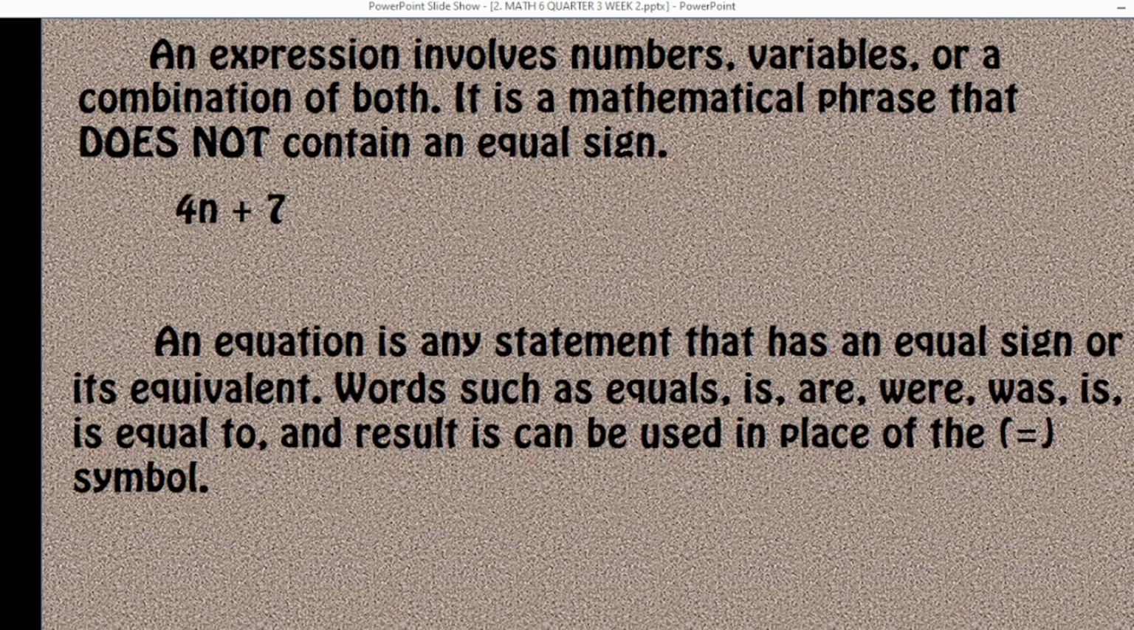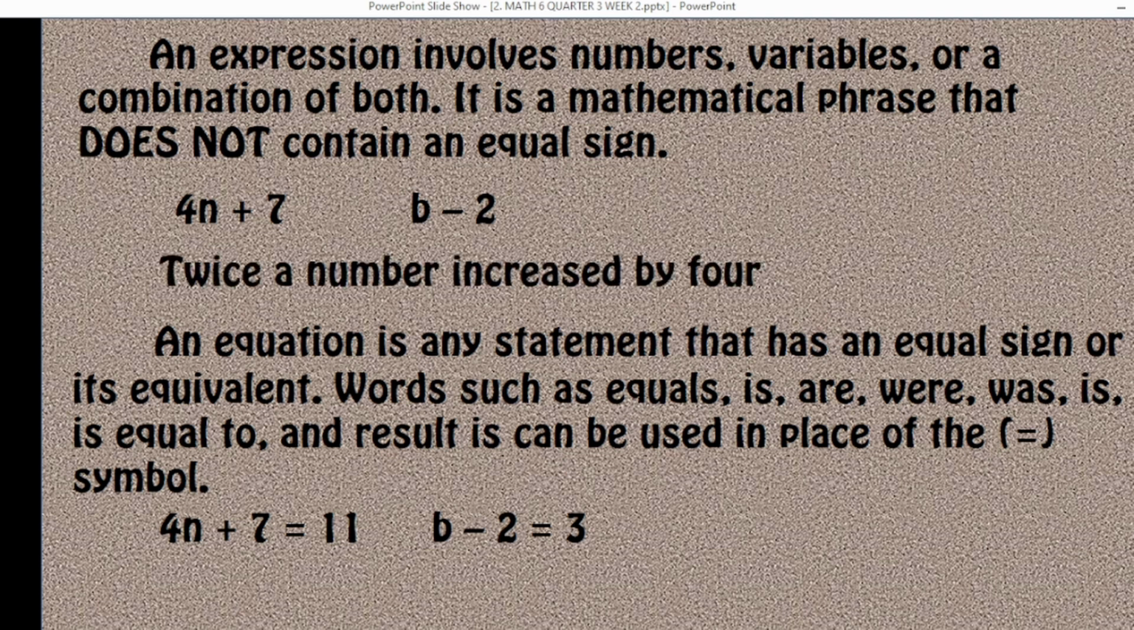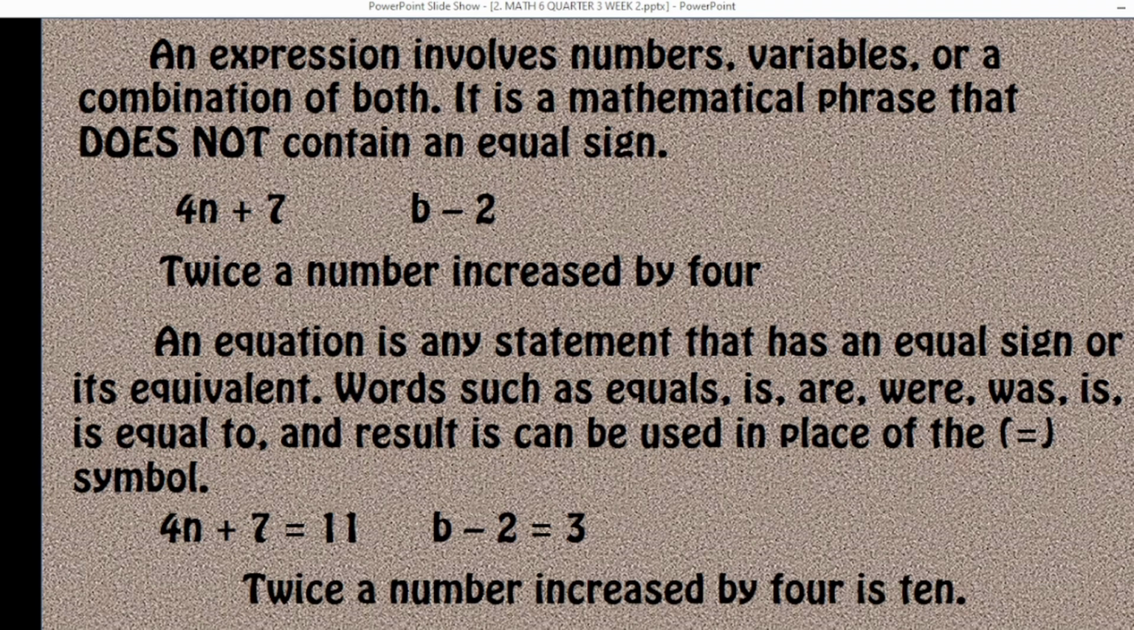Example, sa expression 4n plus 7 at sa equation 4n plus 7 is equal to 11. Next, b minus 2 sa expression. b minus 2 is equal to 3 sa equation. Twice a number increased by 4 expression. Twice a number increased by 4 is 10 is an equation. So mga bata, madali lamang ninyong malalaman ang kaibahan ng expression sa equation gamit ang equal sign.